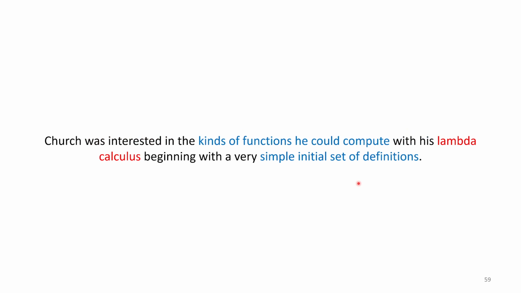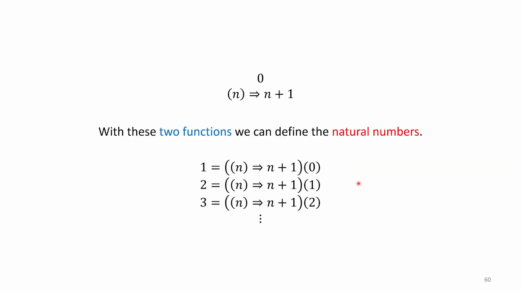Church was interested, as was Turing and others at this time, in what kinds of functions you could compute when you had a very simple definition of computation like this. So he started with this idea of the lambda calculus, but he also wanted to start with only the very simplest set of definitions that he could come up with. So here are some that we could begin our definition with. His is slightly different than this, but this is a simple exploration.